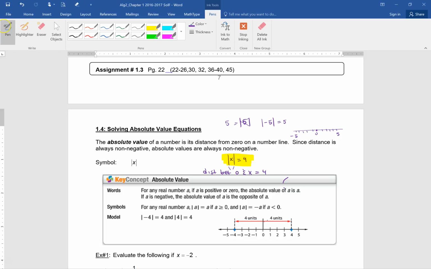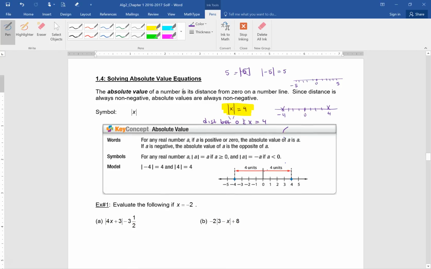4 or -4. It could be 4 or -4, because if I'm here at 0, and I have some number that's 4 units away, there are only 2 things it could be. It could be here, 4, or it could be here, -4. So do you see how you can't just have one answer? You must have 2. Can you have more than 2? If it's just a line, you can't have more than 2.